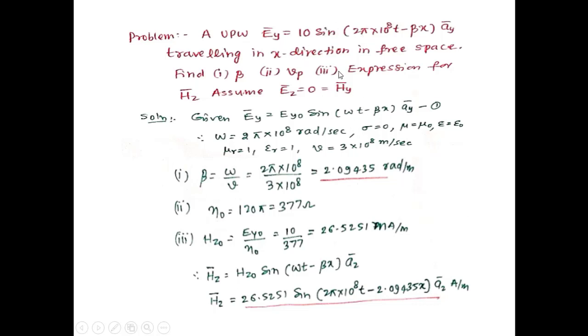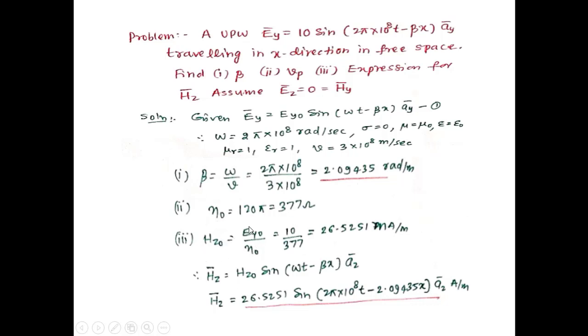Here, as it is free space, therefore sigma is equal to 0 and mu is equal to mu naught, epsilon is equal to epsilon naught, because mu r is equal to 1 and epsilon r is equal to 1, and V is 3 into 10 raised to 8 meter per second. You know that beta is equal to omega divided by V, velocity of light, which is equal to 2 pi into 10 raised to 8 divided by 3 into 10 raised to 8. We get 2.09435 radian per meter. And intrinsic impedance eta naught is equal to 120 pi, or 377 ohm.